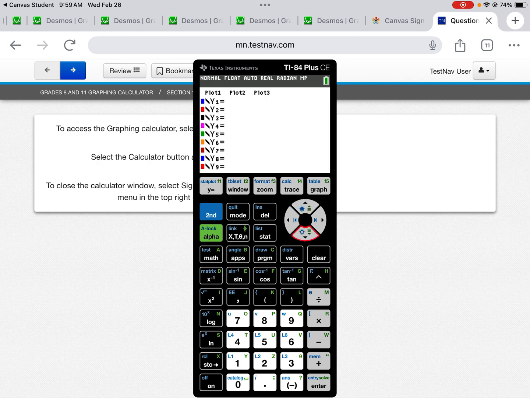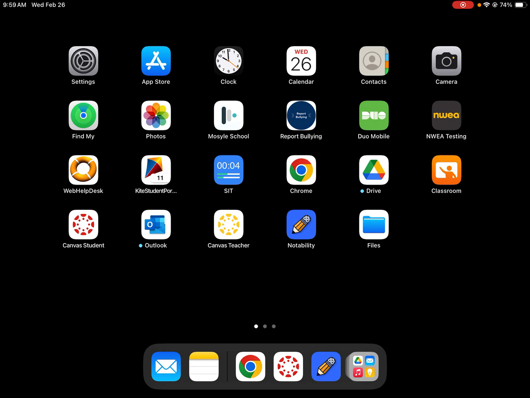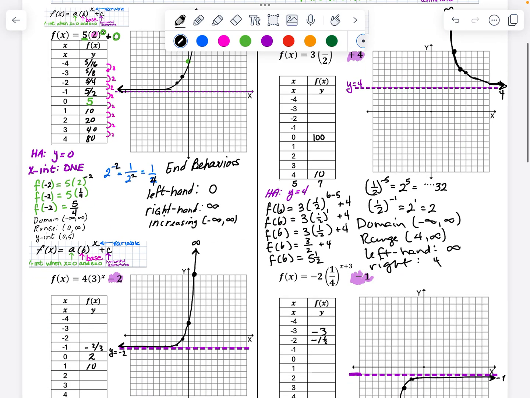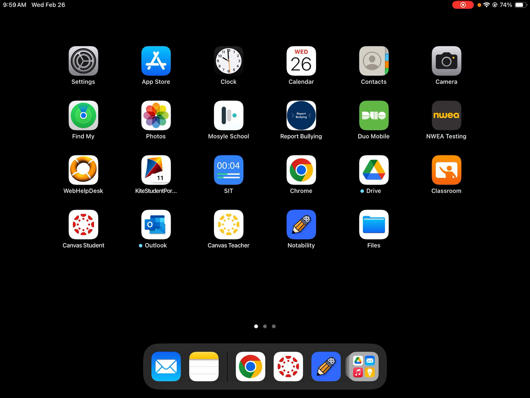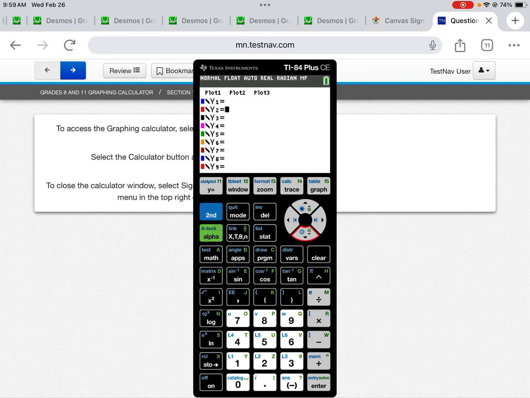The one we just did was negative 2 times 1/4 to the x plus 3, minus 1. Whoops, the negative didn't show up. Negative 2, parentheses 1/4, raised to the x plus 3, right? And then minus 1. And so you graph that.